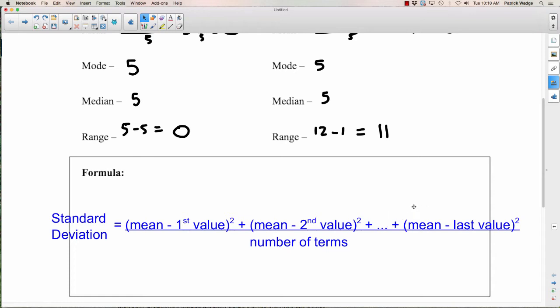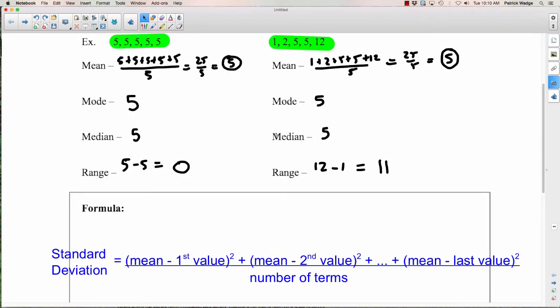Mean minus fourth value. Now, I don't know how many values we're dealing with. In this case, it's 5, but you could do this with 2 or 100 or whatever many values. So we have the dot, dot, dot to show you keep doing this until you get to the last value. Same thing. You take the mean, subtract the last value, square it, add it to all the rest, and then you're going to divide all of that by the number of terms.